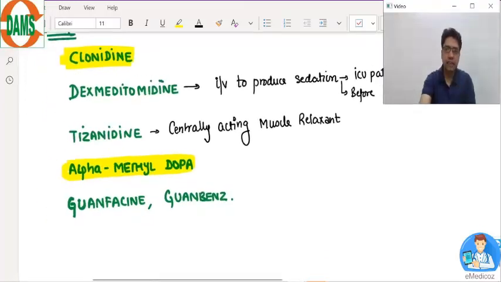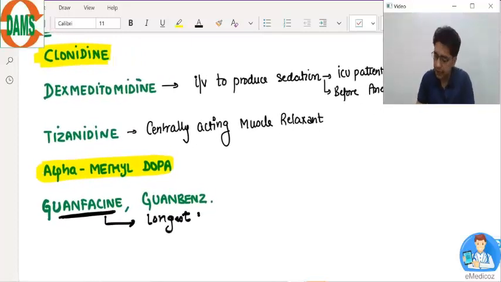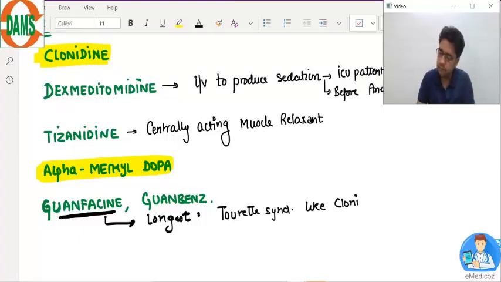You'll write that this guanfacine is the longest acting drug. And it is given for Tourette syndrome like clonidine. Okay?